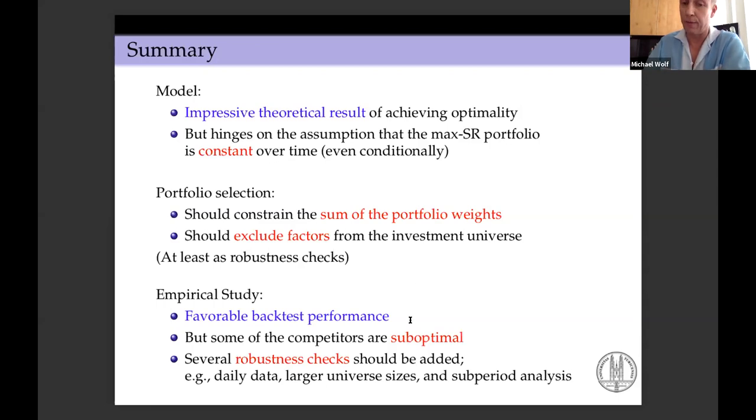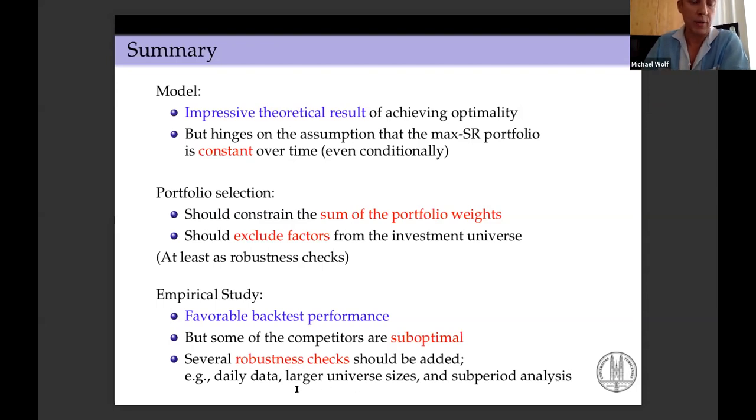Empirical study: a very good backtest performance, favorable. Some of the competitors I would think were suboptimally chosen. In particular, I complained against the use of the vector of sample means as a signal. A better signal, like momentum, I think would make the numbers look better for some of the competitors. And then, as I mentioned, there are several robustness checks that one should look at.